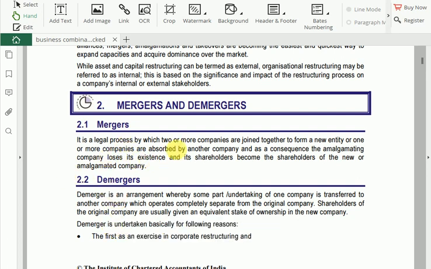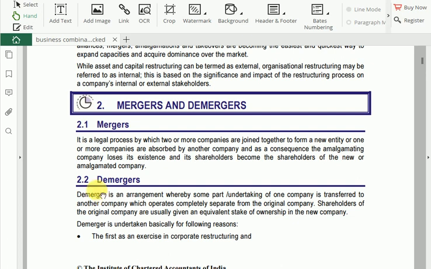Merger is a legal process by which two or more companies are joined together to form a new entity, or one or more companies are absorbed by another company, and as a consequence the amalgamating company loses its existence and its shareholders become the shareholders of the new or amalgamated company. That means it is possible that A and B companies merge and form a new company called C. A, B are no more in existence, and only the new company C is in existence after the amalgamation of A and B.